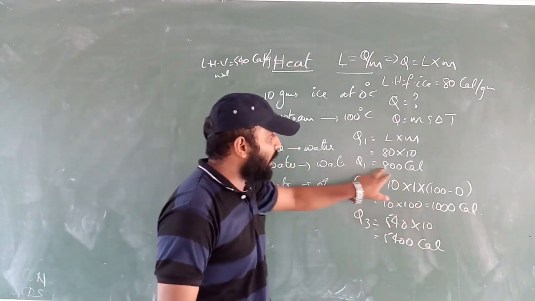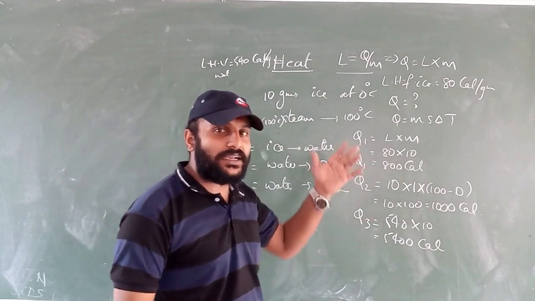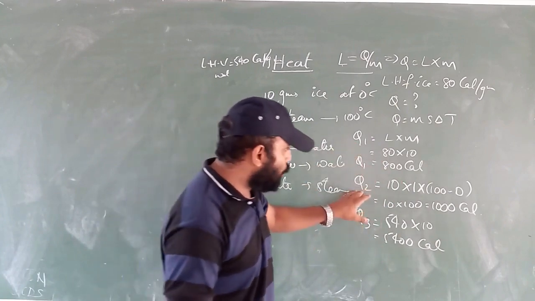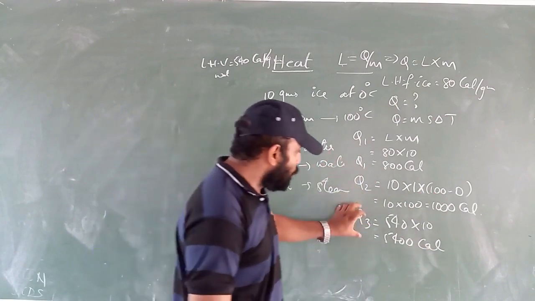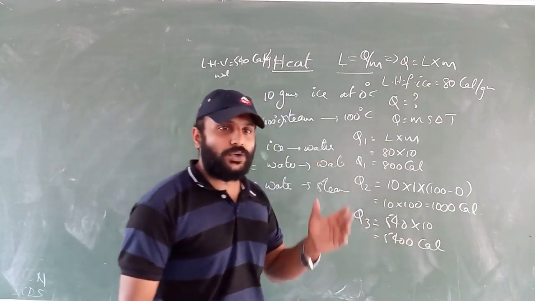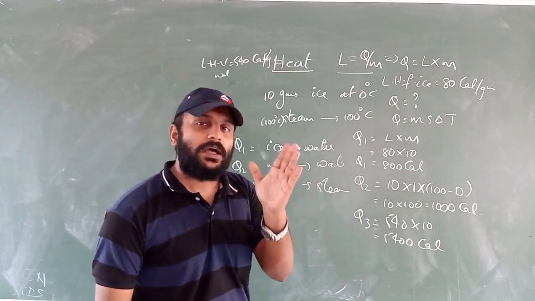calories. So here Q1, 800 calories, is required for what? To convert its state from solid to liquid. Q2 value 1000 means what? To raise the temperature from 0 to 100 degrees Celsius. Q3 value 5400 means what? To change the state from liquid to gas.